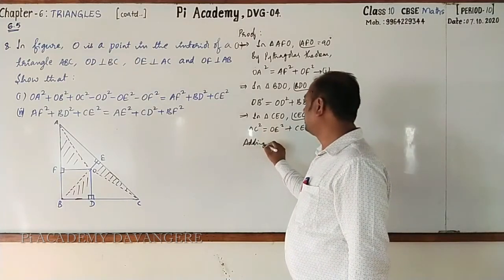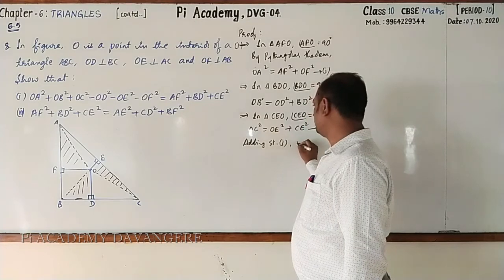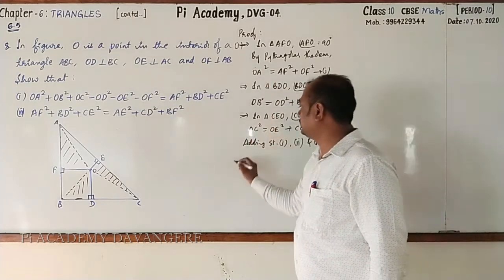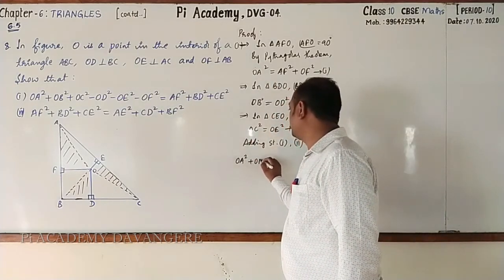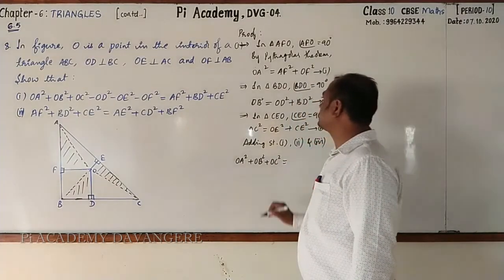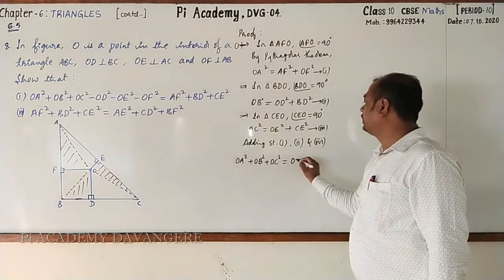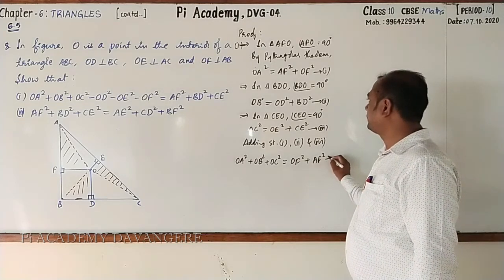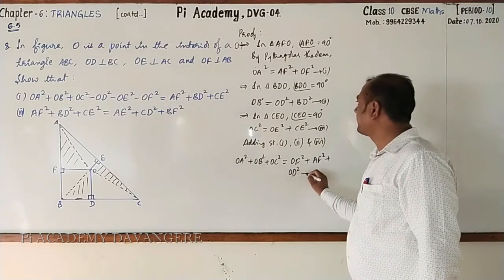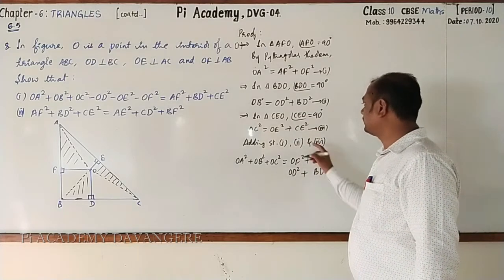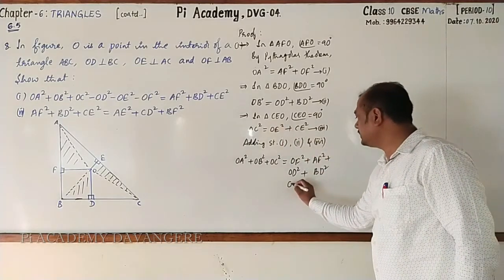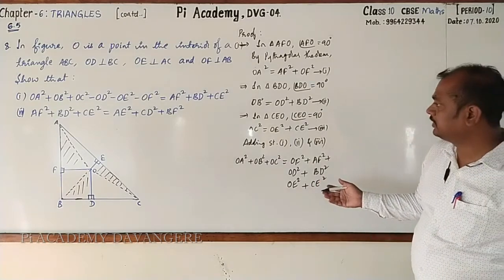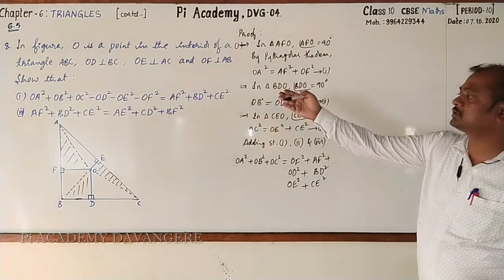Adding statements 1, 2 and 3. Write the LHS part. OA square plus OB square plus OC square is equal to OF square plus AF square plus OD square plus BD square. Next, the third statement: OE square plus CE square. Is it not simple? Okay, we want minus OD square, minus OE square, minus OF square.